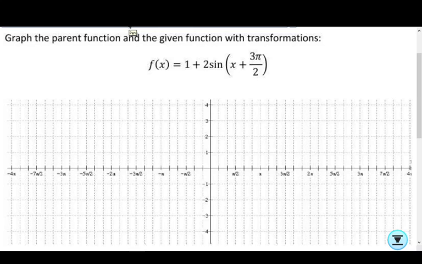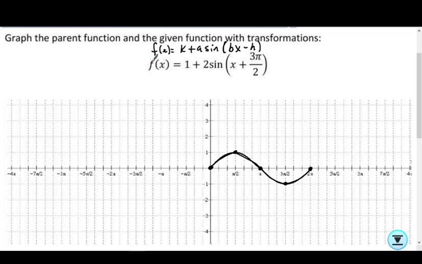Again, the first thing we should always do whenever we graph functions is start with their parent function. So I'm going to start by graphing the parent function of sine, with 5 key points. This is one period from 0 to 2 pi, one full sine wave, and that's what it looks like. Now above this, I'm going to write this. This is my sine function with all of the transformations in it.